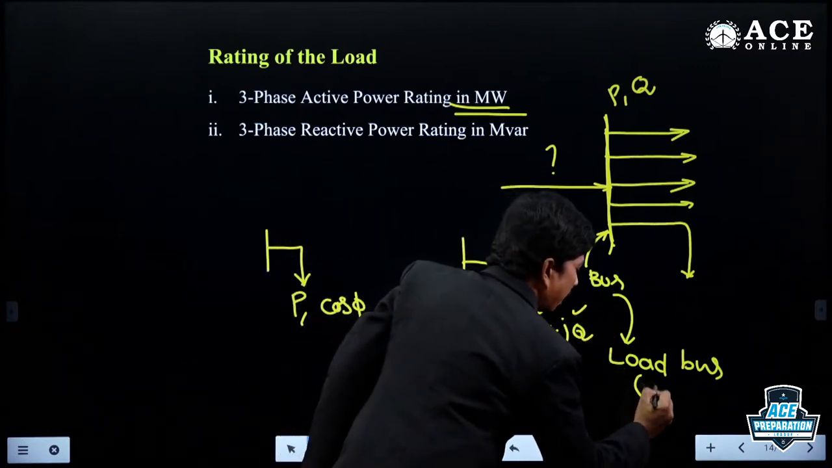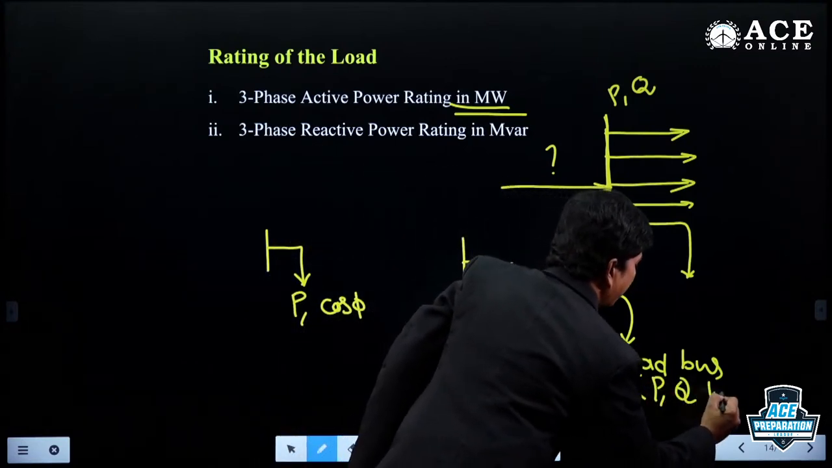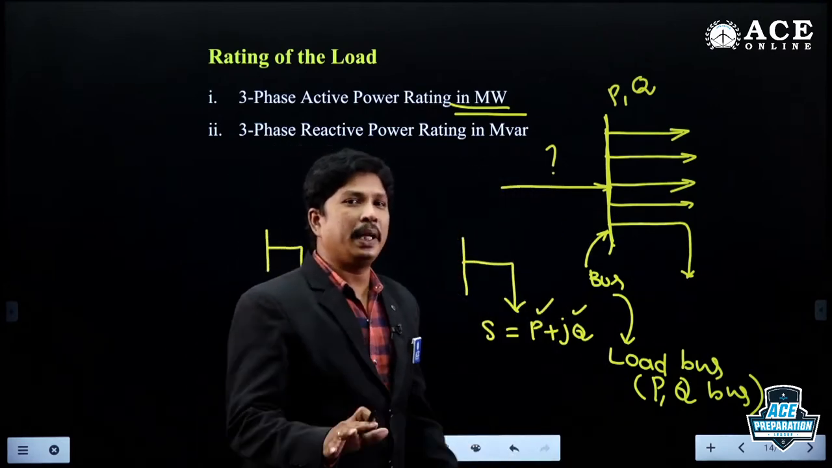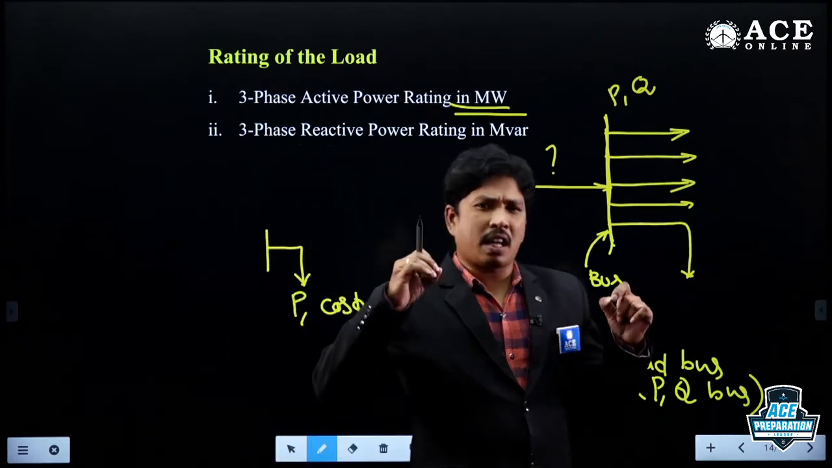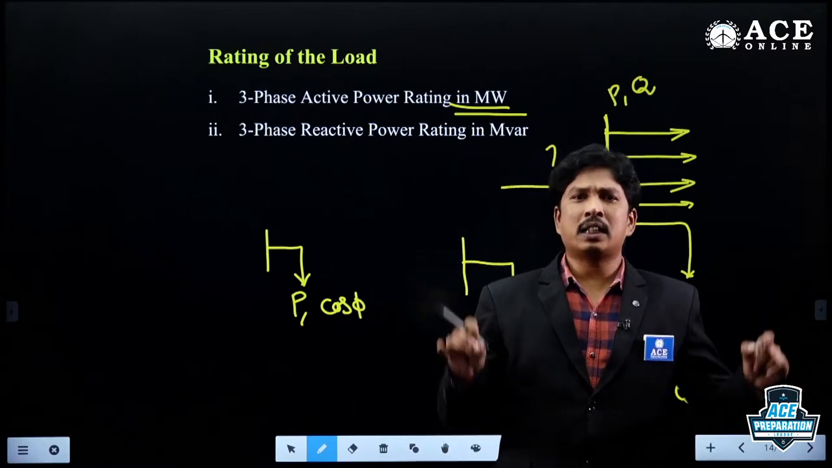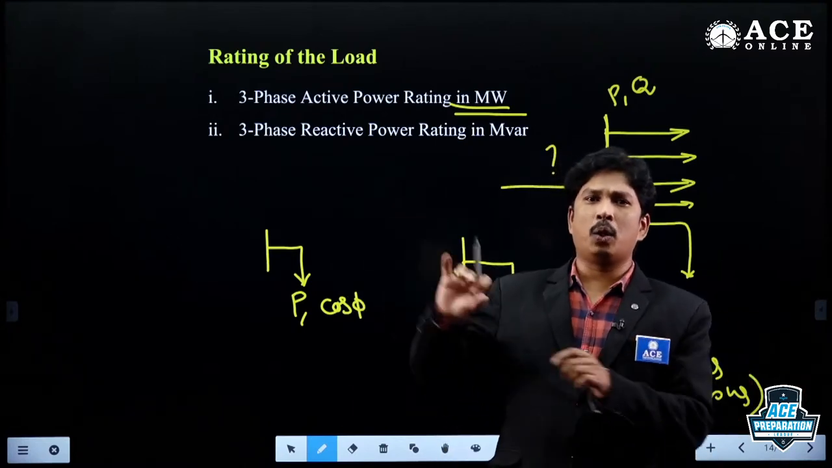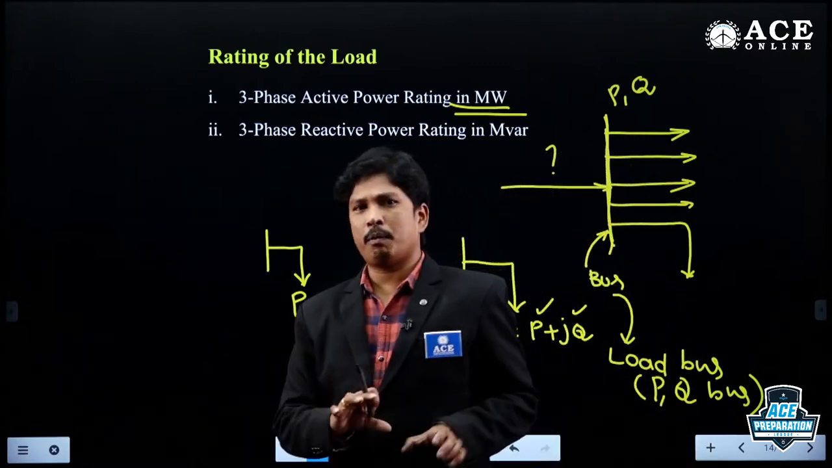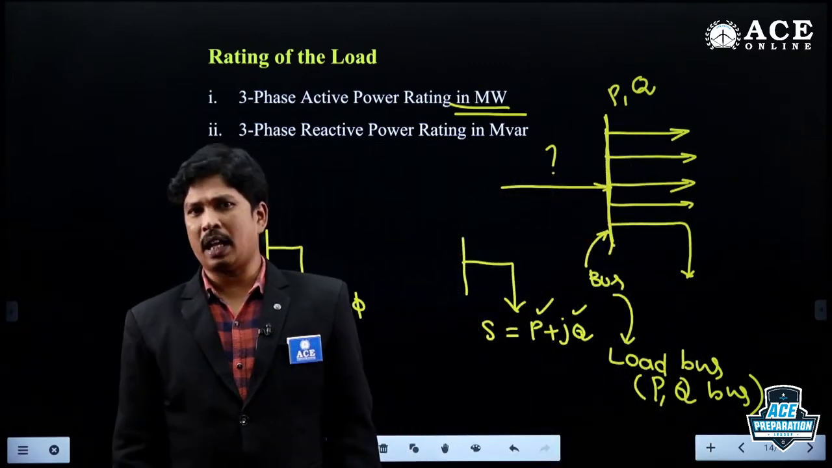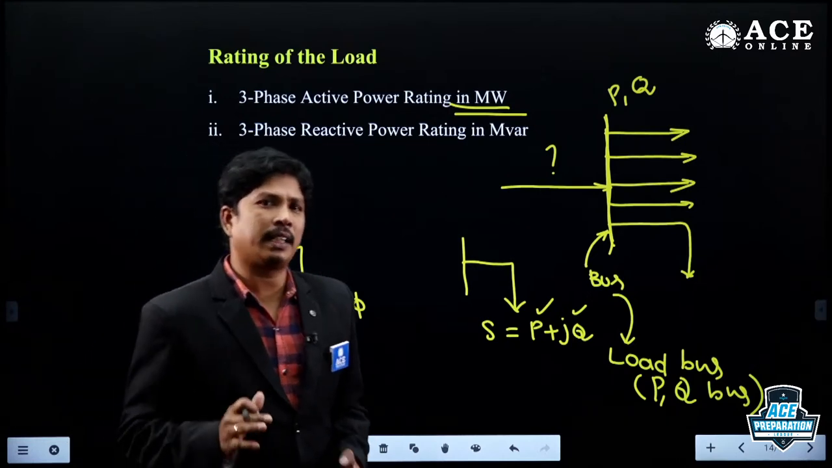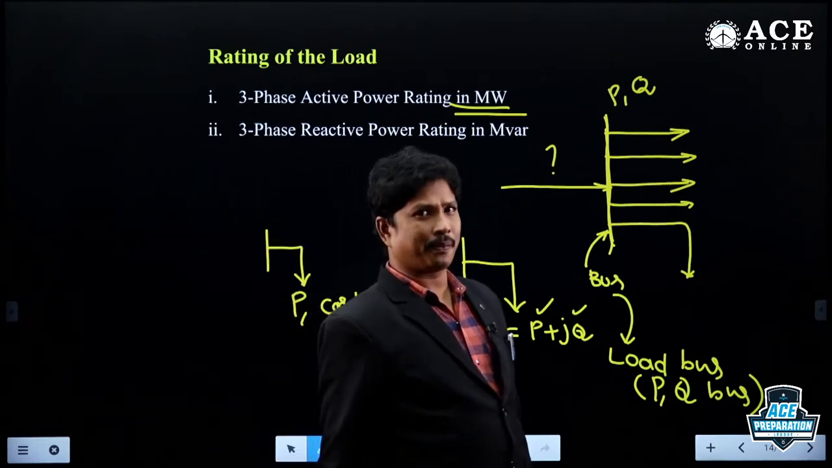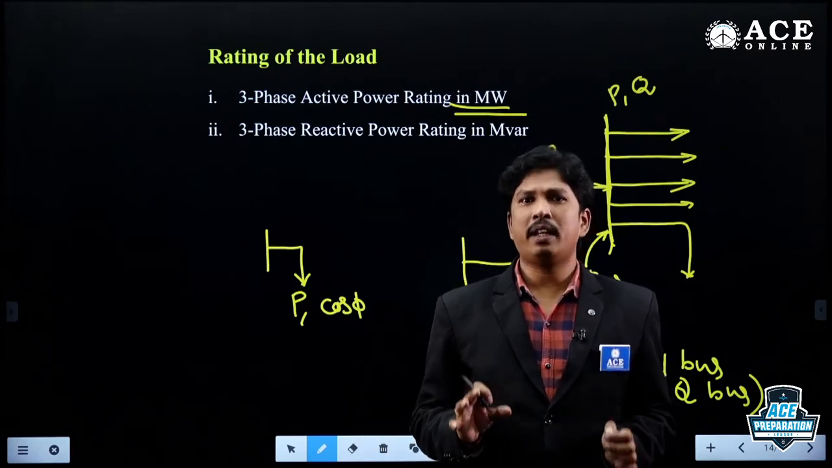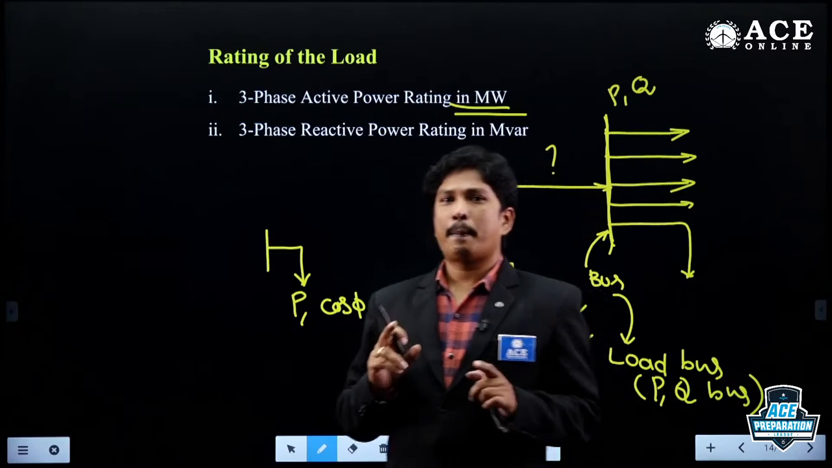Therefore, this load bus is also called a PQ bus in the power system. Several times they ask, what are the quantities that are specified for a load bus? P and Q are specified for which type of bus in the given options. What are the quantities that are specified in the generator bus? Remember, these are very, very important points.